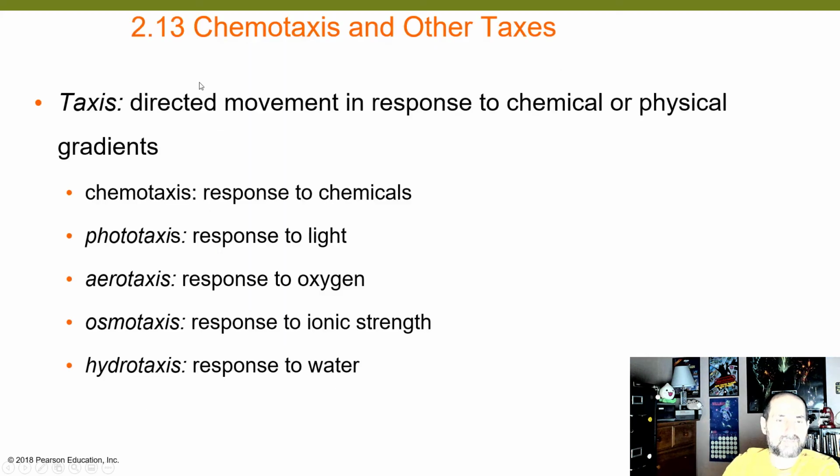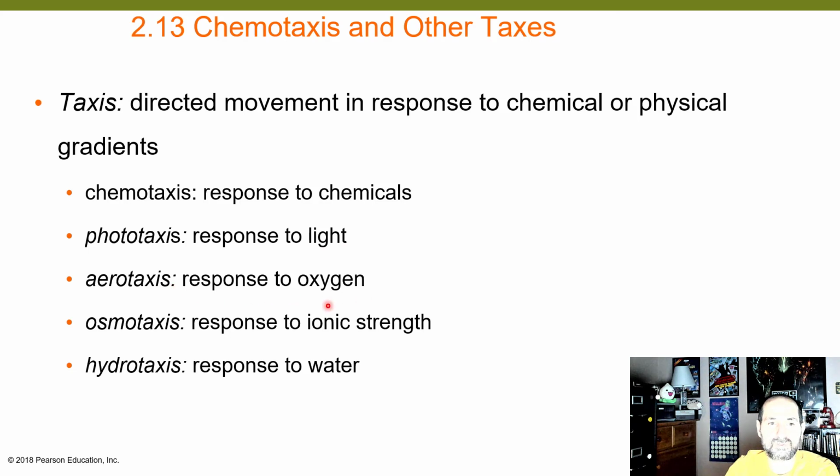So why move at all? Well, because bacteria are usually trying to get somewhere. They're trying to conduct what's known as taxis. Taxis is directed movement in response to a chemical or physical gradient. Chemotaxis is movement in response to chemicals. So the bacterium might be moving towards food or away from a harmful chemical. Phototaxis is response to light. If you're a cyanobacterium, for example, you might want to go towards the light.